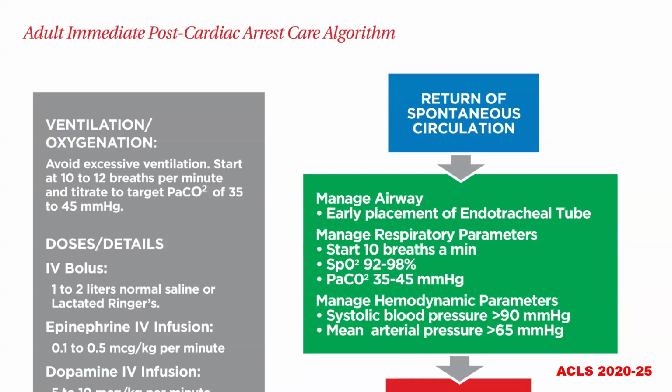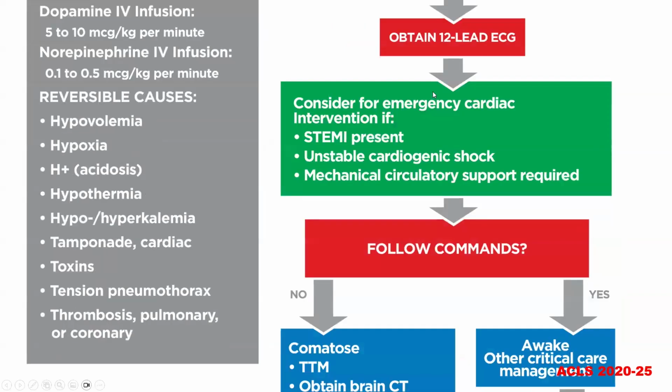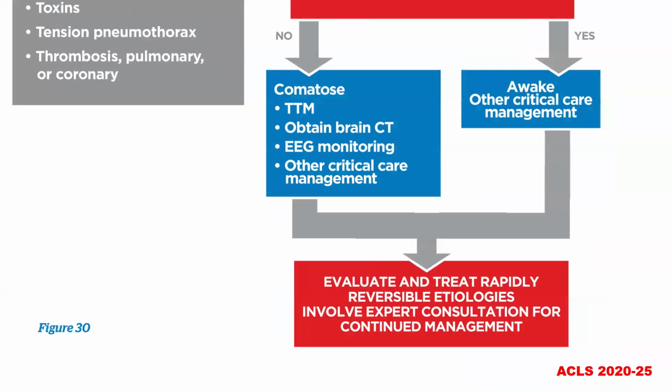Manage hemodynamic parameters. Keep the systolic blood pressure more than 90, MAP more than 65. Obtain a 12-lead EKG, very important in adults because that will separate STEMI from non-STEMI patients or unstable cardiogenic shock. Consider if emergency cardiac intervention is needed in STEMI, unstable cardiogenic shock, or mechanical circulatory support required. Dopamine dose is 5 to 10. Norepinephrine recommended is 0.1 to 0.5 micrograms per kilogram per minute, and look for the reversible causes and address them right away.